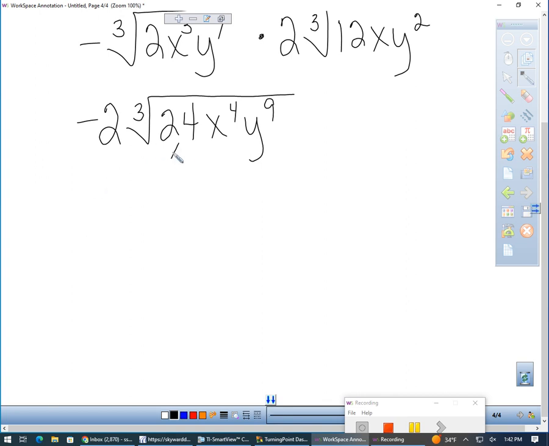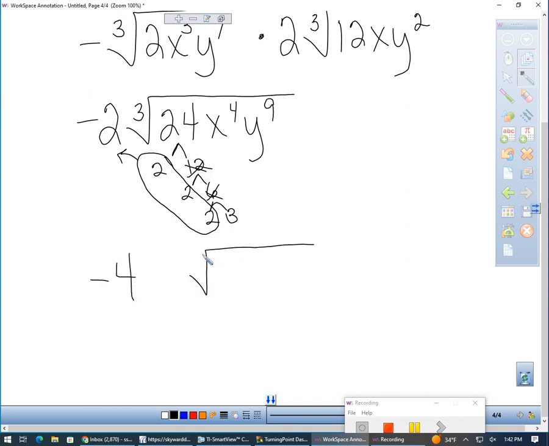So I'm going to break down my 24. 2 and 12. 12 is 2 and 6. 6 is 2 and 3. Now, is that the only way to break down 24? Yeah, and that's fine. You can go 6 and 4. You can go 8 and 3. Whatever works best for you. Yep, so we have 3 2's that get to come out. So when I take those out, what am I going to have on the outside? Negative 4. I'm going to go ahead and write my cube root here. Do I have any numbers left over to leave at home? A 3. Very good. There's a 3 right here, right?